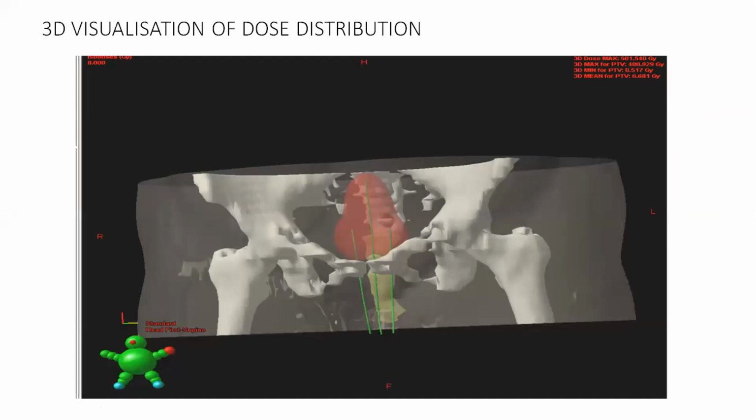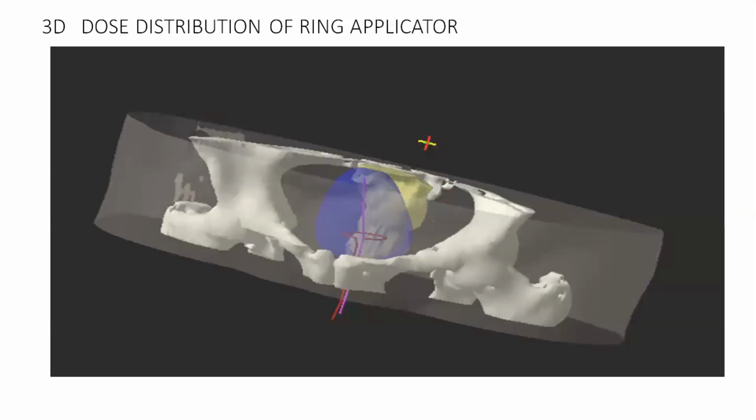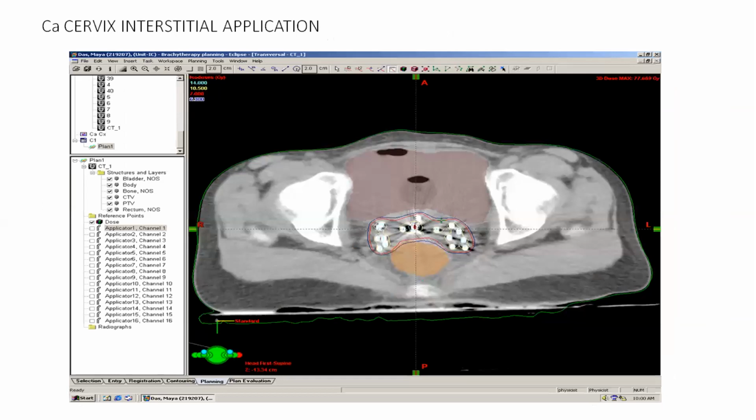This is a 3D reconstruction of your three applicators in position with the isodose volume covering your high-risk CTV and intermediate-risk CTV. This is a typical scan that you see after the reconstruction has been done. So after this, you can see the bladder out here delineated here.